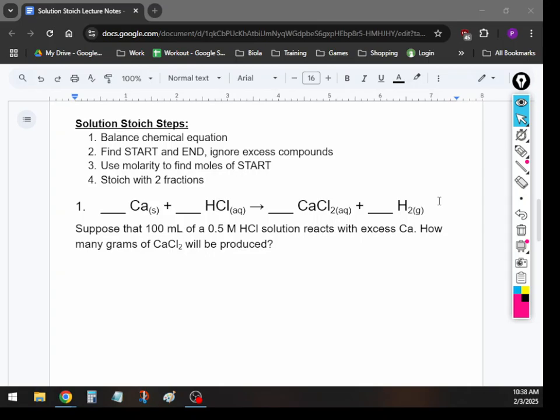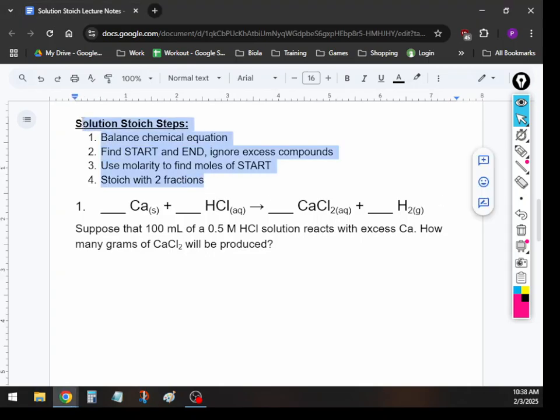Solution stoichiometry, the steps are a little bit different for the math, so I'm going to give you a couple minutes to copy down the steps. Okay, because it's not the same thing. Before, we just did the 3 fractions, and then we solved it, but this time we have to use the molarity equation, so we're going to be doing something a little bit different. So just make sure you copy down those 4 steps, and then we will go over how to solve a problem in just a second.